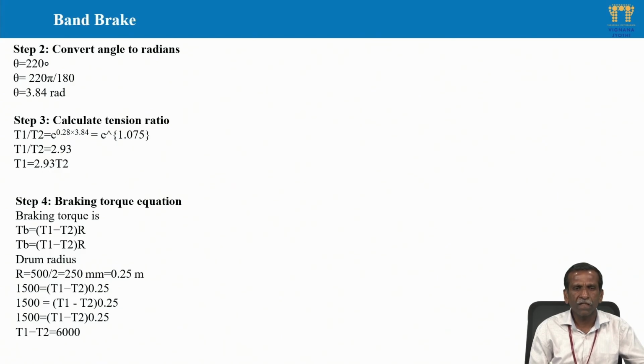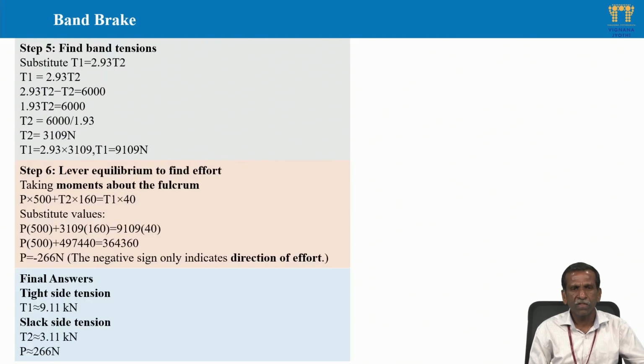Coming to the braking torque, because we have two unknowns T1 and T2, we need two relations to evaluate T1 and T2. So braking torque we can write as T1 minus T2 into R. R is given and braking torque is also given, so we will have one more relation between T1 and T2. So T1 minus T2 will get 6000 here, and previous T1 by T2 is 2.93. Using these two equations we can solve T1, T2. So T1 we get 9109 and T2 is 3109.